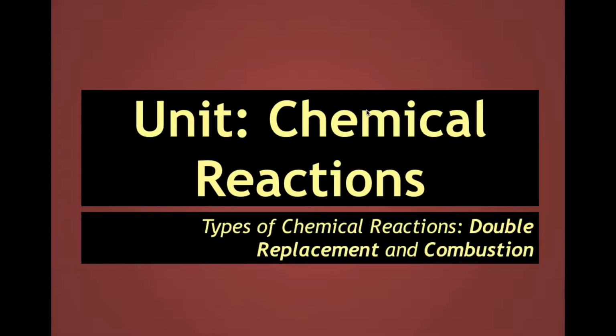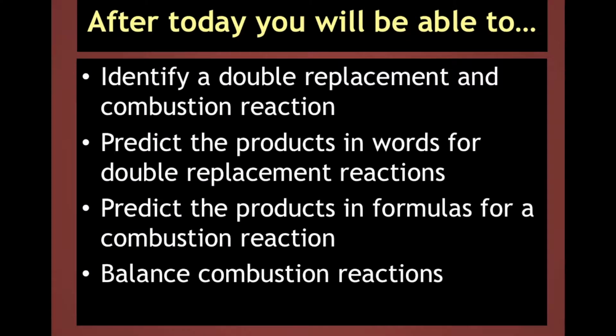Today we're going to go over the last lesson of the chemical reactions unit. After today, we should be able to identify the reactions and predict the products of both reactions, and then be able to balance, especially the combustion reactions. We're going to go over balancing them because they tend to be a little tricky. They tend to go back and forth and back and forth. And I'll show you a shortcut on how to balance these types of reactions.